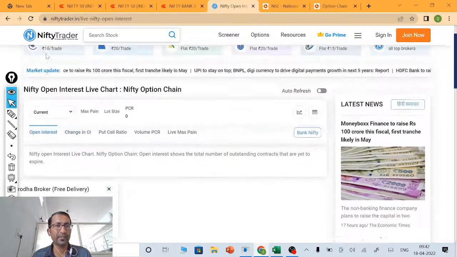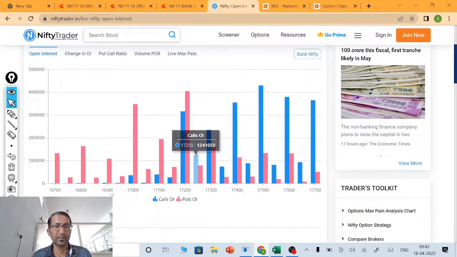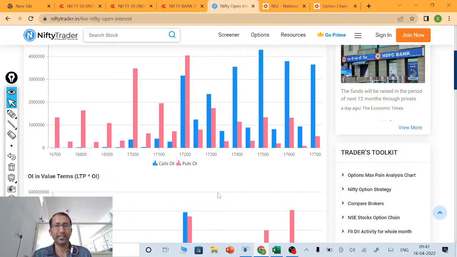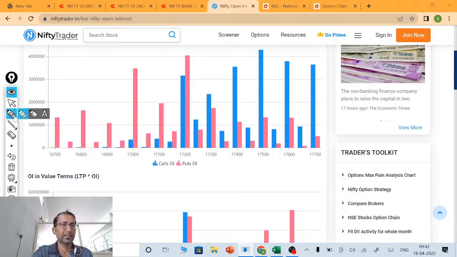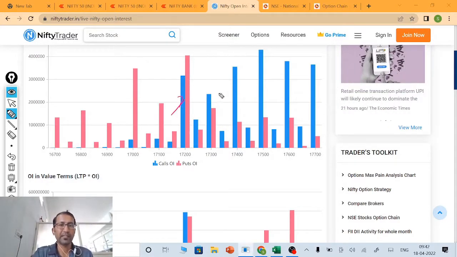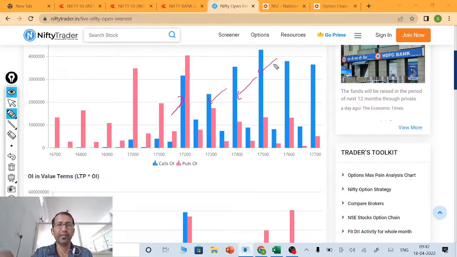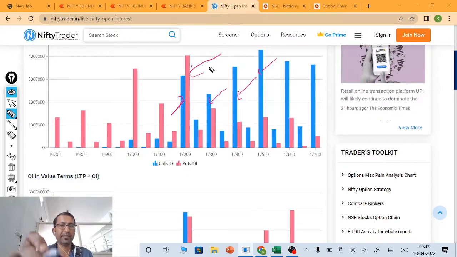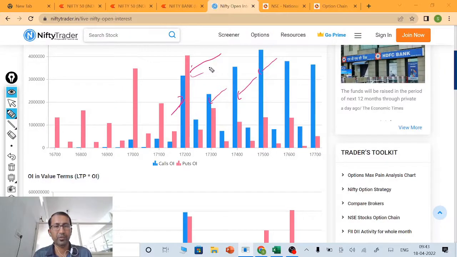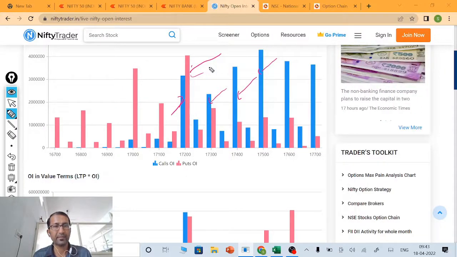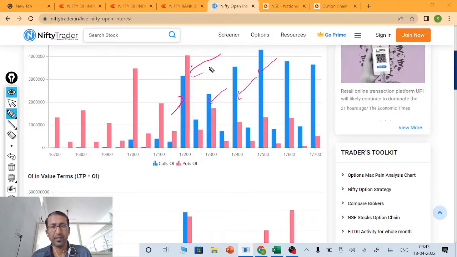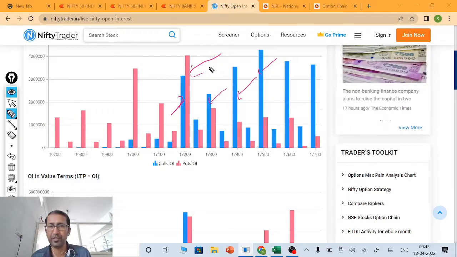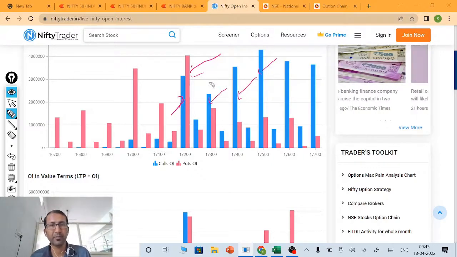Next, let me come to the open interest. You can see the call side highest writing is there at 17,200, 17,300, 17,400, 17,500. On the put side, I already explained from the option chain, 17,200. So 17,200 is a make or break level. If it breaks, the next level is 17,000. If the market takes out 17,300, the next level will be 17,400, and on the call side there is maximum resistance.